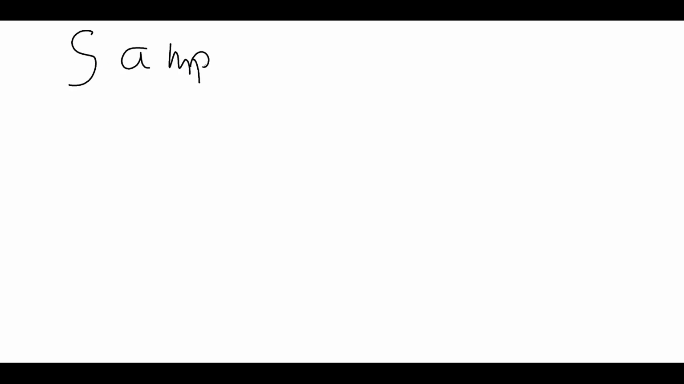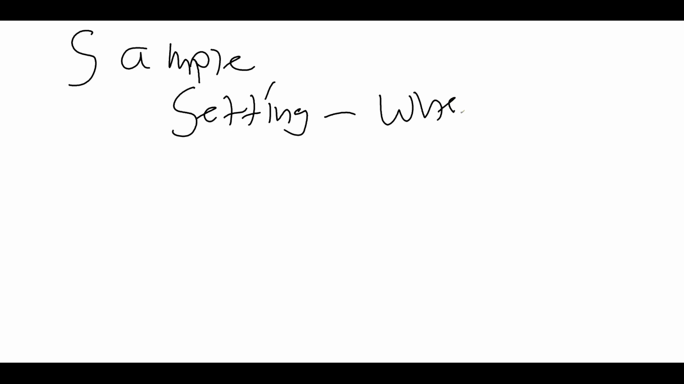Inside the sample, you're going to have several subcomponents, if you will. You have to talk about the setting. This is where you're answering the where. Where did the study take place? And also the when. If you're thinking about the 5 W's, who, what, where, when, how, that's where this is coming from.